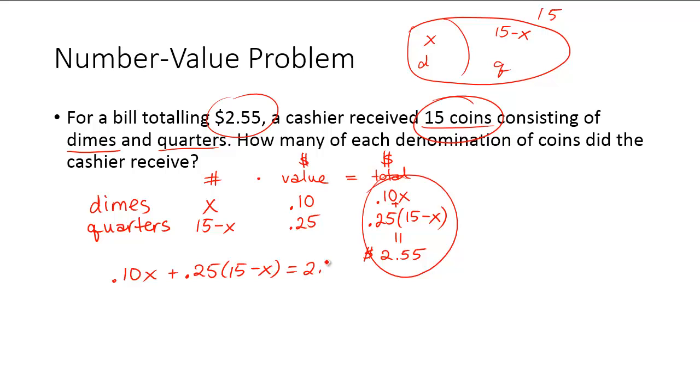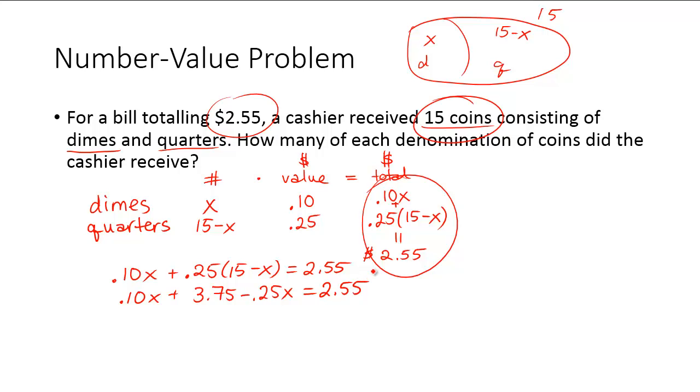So now you can go ahead and try and solve this equation. So you've got 10 cents times X and 25 cents times 15, which is $3.75 minus 25 cents times X.